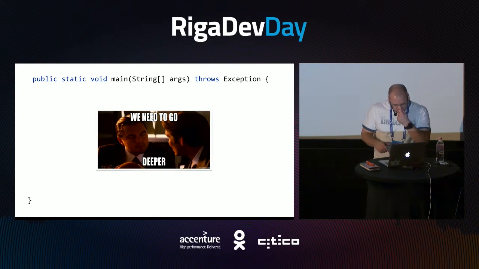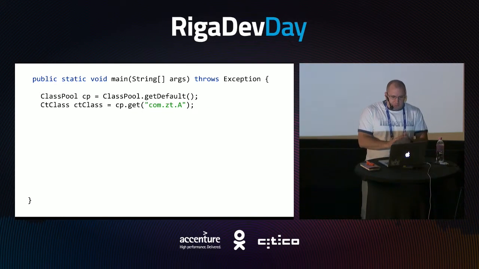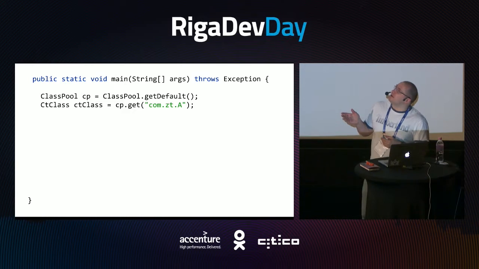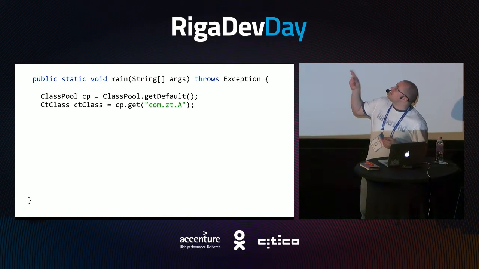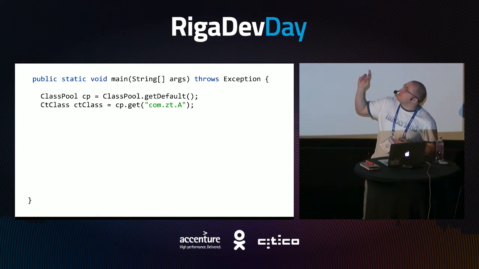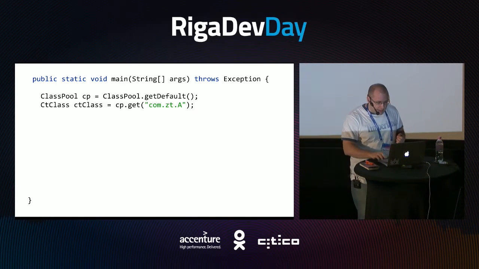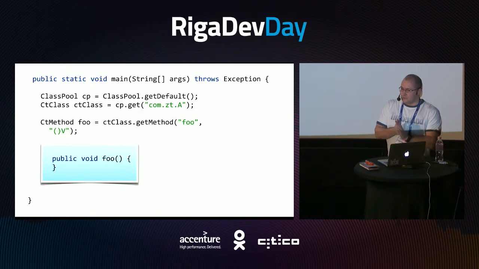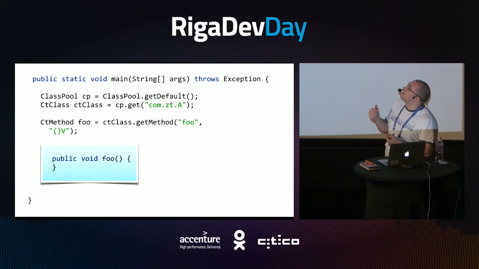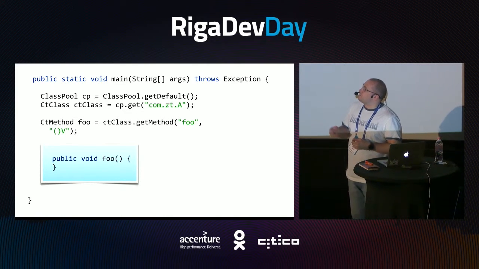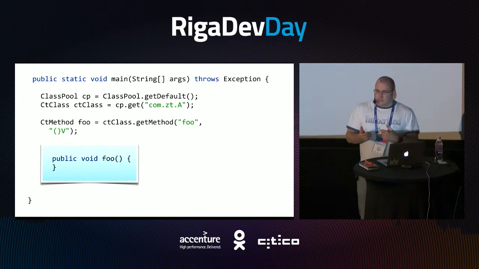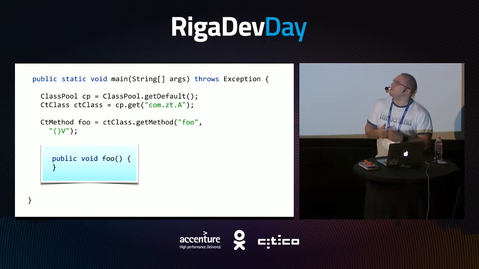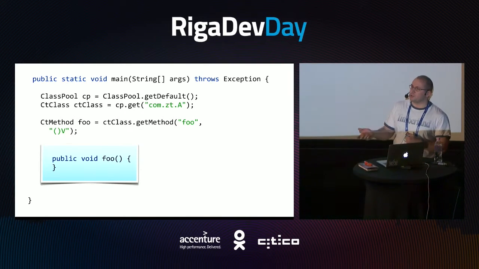But you can actually do more. So, for instance, again, you have a class somewhere in the file system, and you get access to this via the class pool. cp.get loads the class, and then you may access any method. So, for instance, you have a method foo in that class A. It's a public method with no arguments. Basically, return type is void.